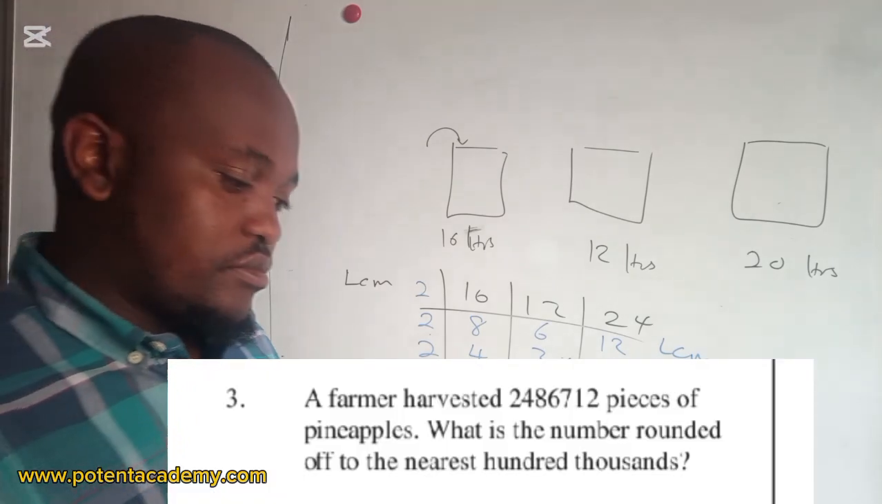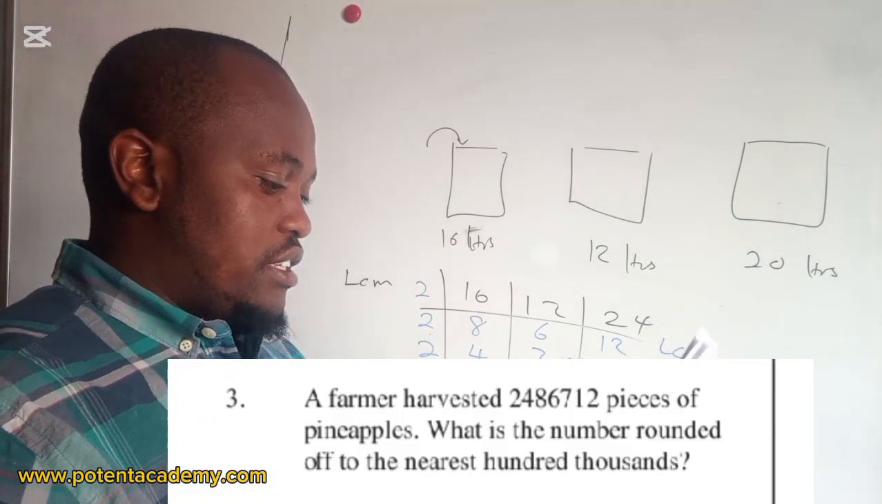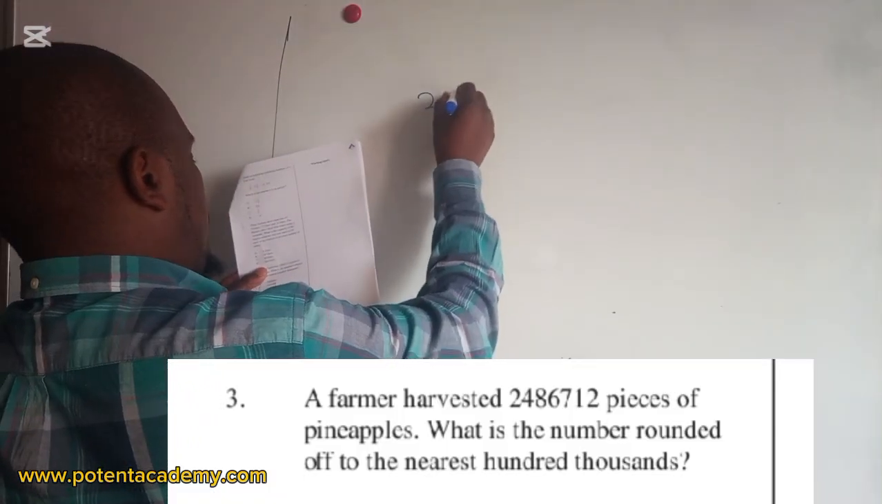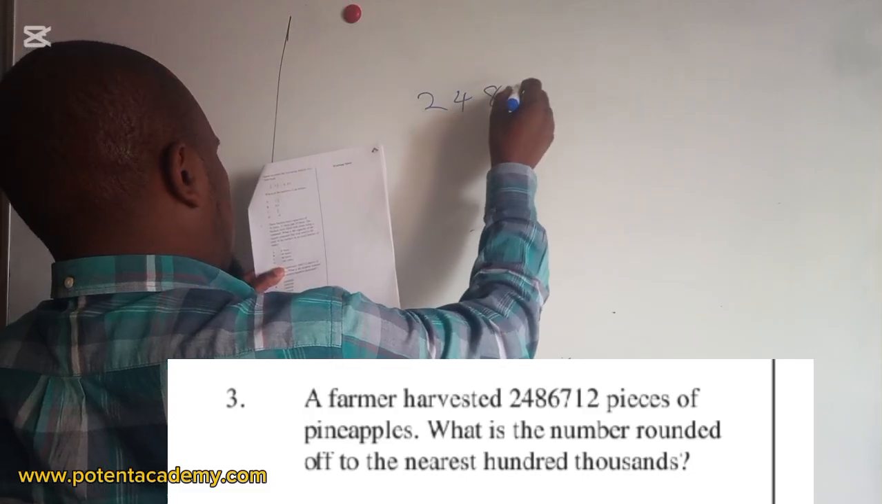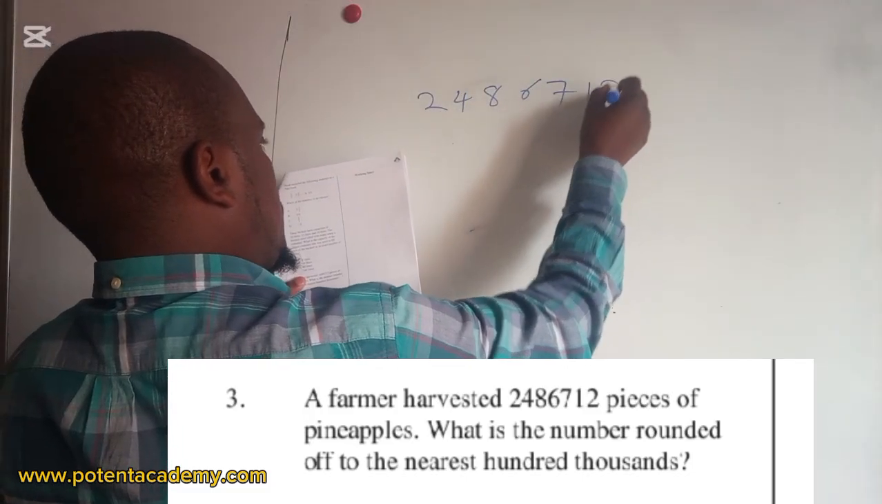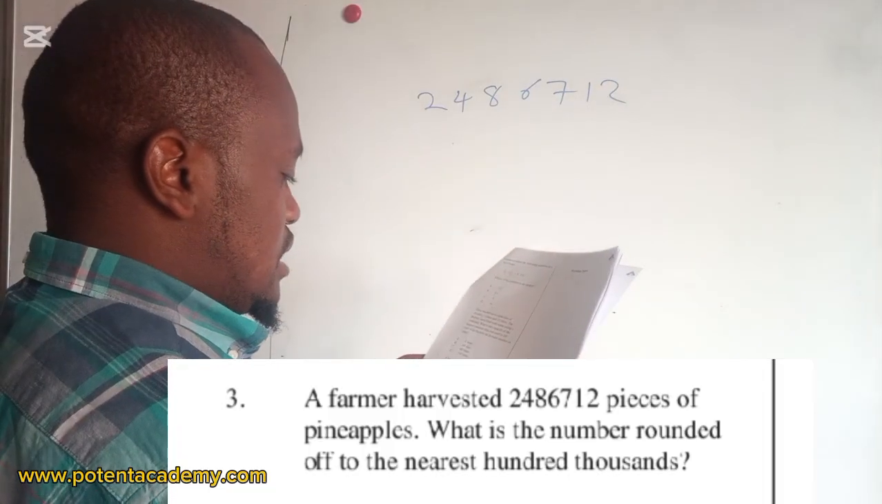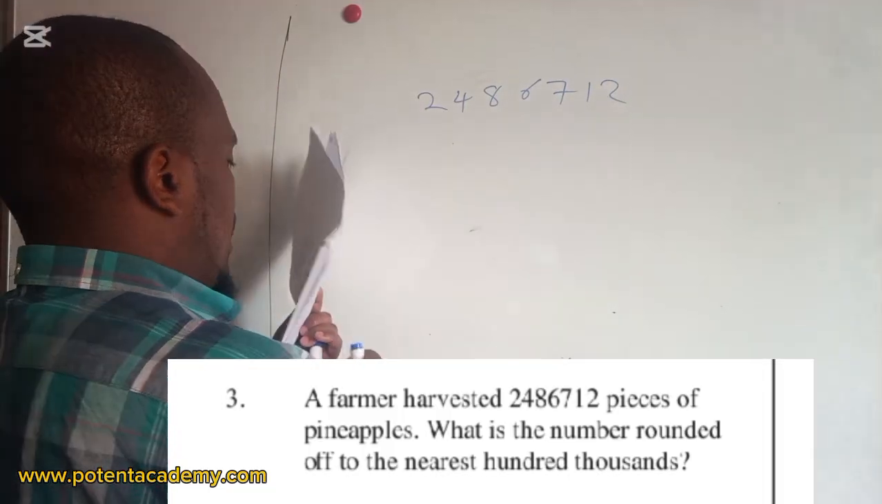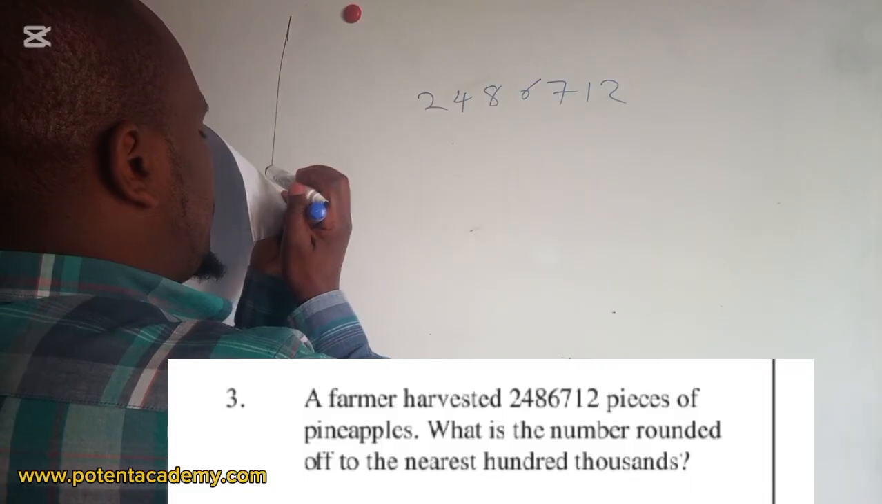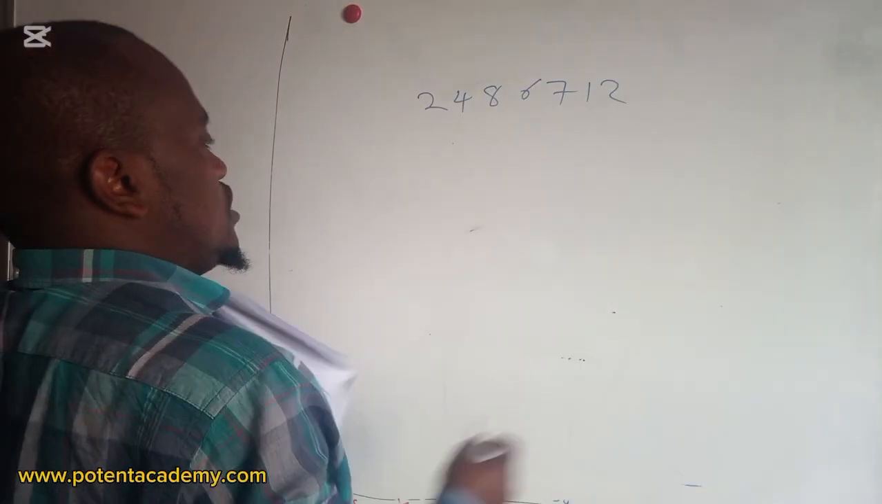Question 3. A farmer harvested 2,486,712 pieces of pineapples. What is the number rounded off to the nearest 100,000s? Now, you need to come here.